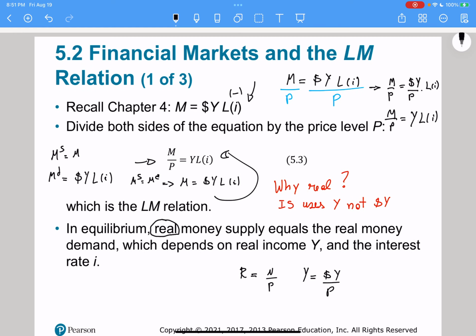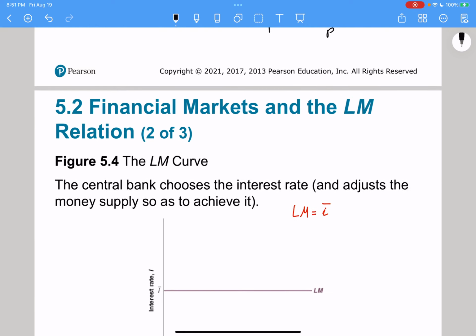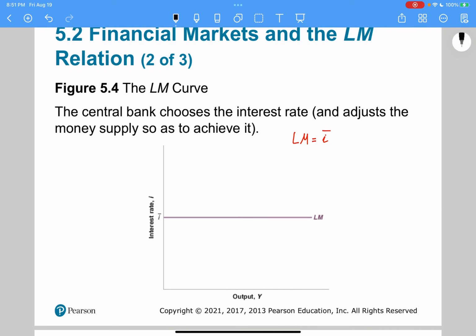So this is the LM relation. This equation here is the so-called LM relation. What is the LM curve? Well, the LM curve, now you forget everything that we have discussed in the last chapter, chapter number 4, about how the government changed the money supply and this endogenously defines a new interest rate.